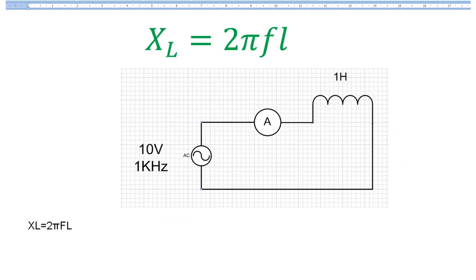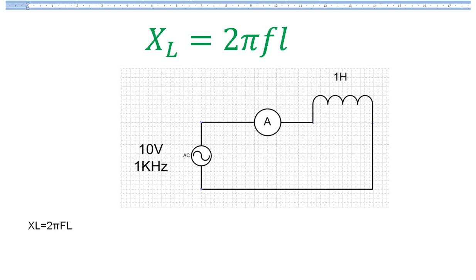Just as capacitance or capacitive reactance can oppose the current flow in a circuit by opposing changes of voltage, inductance can oppose the current flow by opposing changes of current. That opposition that an inductor has to current flow is called inductive reactance, and the formula is XL equals 2 pi FL. You should remember that. You will not have to use the equation, but you will be asked questions about how the inductive reactance changes with either frequency or inductance.